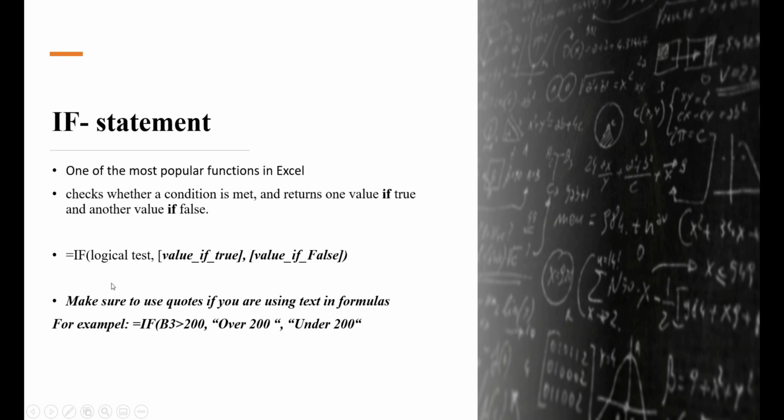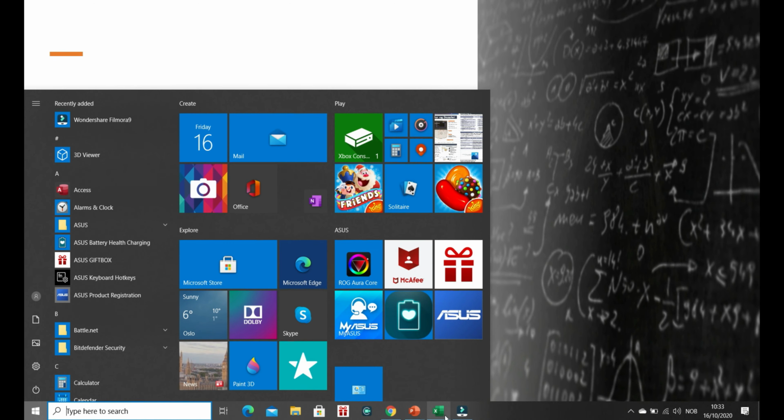So when we do an IF statement, it's very important to make sure to use quotes if you are using text in the formula. For example, in an IF statement, B4 greater than 200, use a quote sign for over 200, or if it falls under 200. But here you can decide what you want to write, yes or no, over, under. It's up to you.